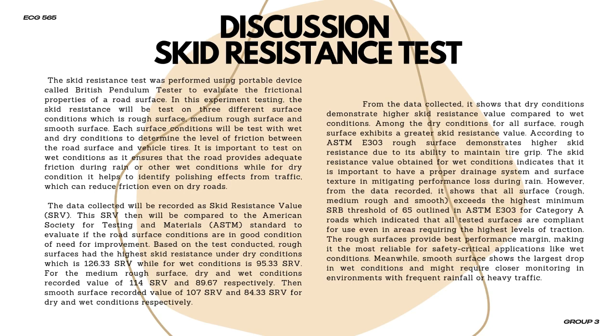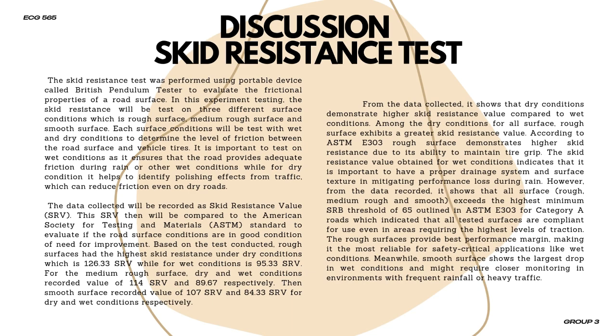In this experiment, the skid resistance will be tested on 3 different surface conditions, which are rough surface, medium rough surface, and smooth surface. Each surface will be tested under wet and dry conditions to determine the level of friction between the road surface and vehicle tires. It is important to test in wet conditions as it ensures that the road provides adequate friction during rain or other wet conditions, while for dry conditions, it helps to identify polishing effects from traffic, which can reduce friction even on dry roads. The data collected will be recorded as the skid resistance value, SRV.